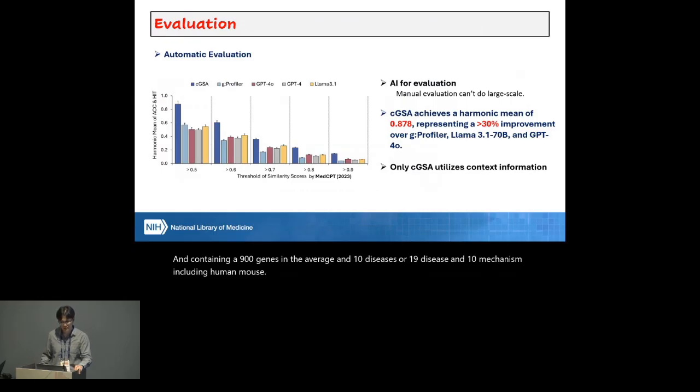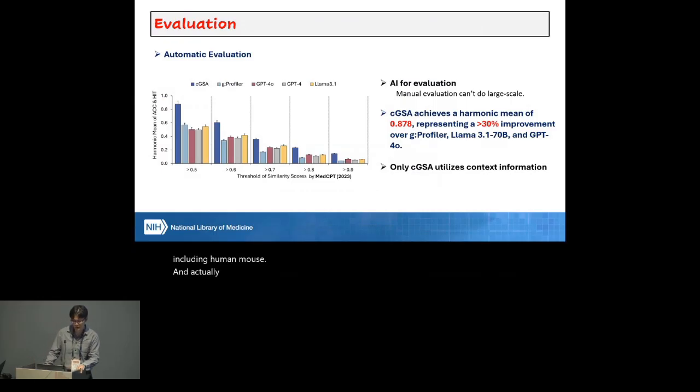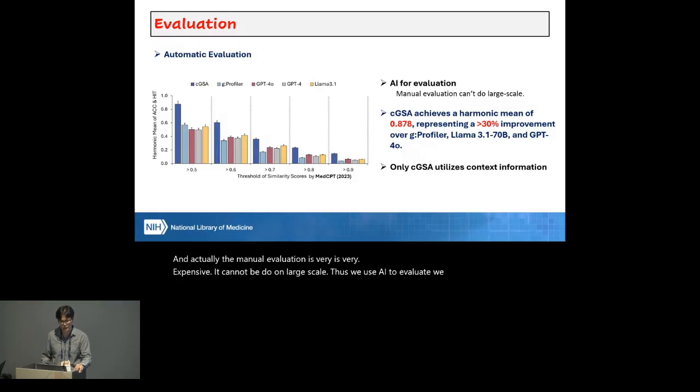And actually, the manual evaluation is very expensive and cannot be done on a large scale. Thus, we use AI to evaluate. We use MassCBD, a pre-trained transformer model, to calculate the similarity between the functions recognized by the methods and the functions listed in the paper, recognized by the authors. And we use different thresholds to cut the results.